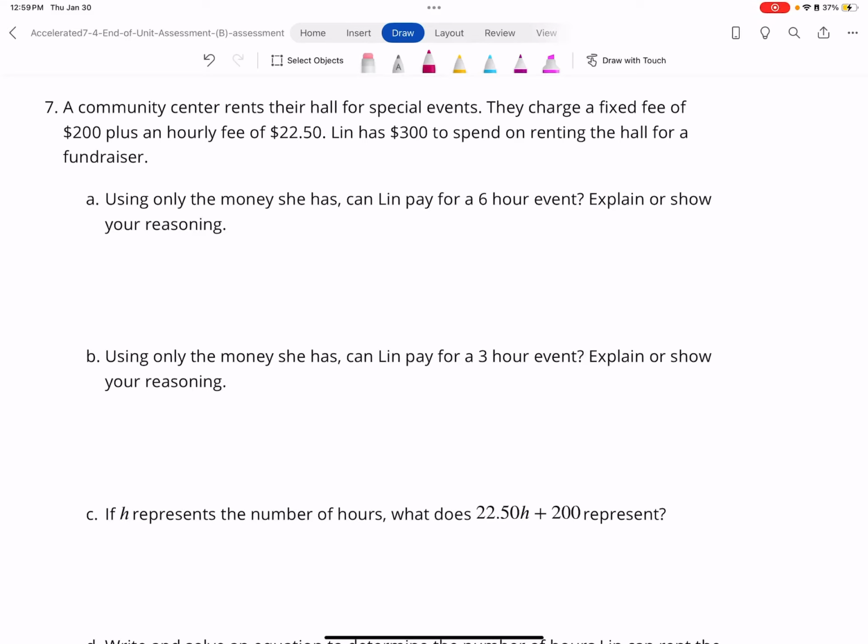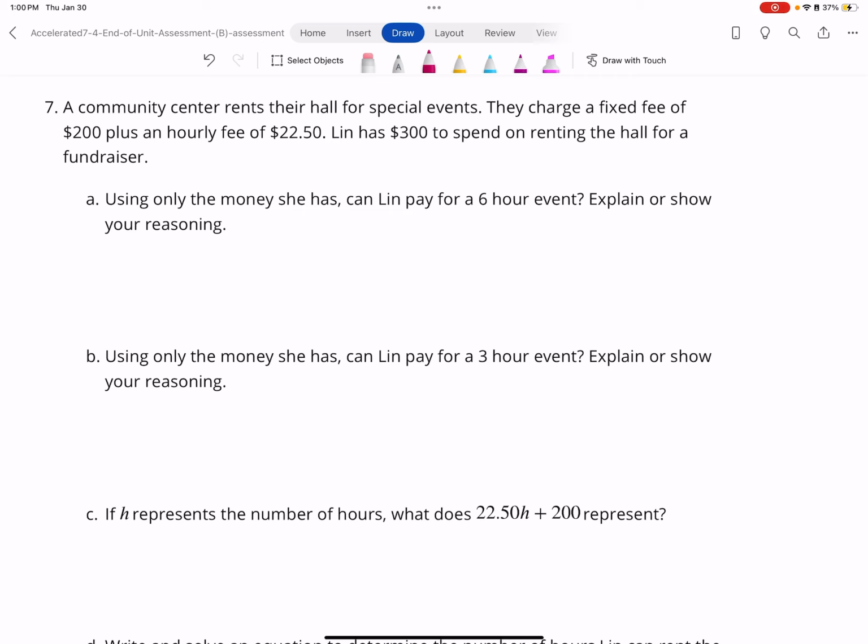Question number 7. A community center rents their hall for special events. They charge a fixed fee of $200 plus an hourly fee of $22.50. Lynn has $300 to spend on renting the hall for a fundraiser. Using only the money she has, can Lynn pay for a 6-hour event? Explain or show your reasoning.